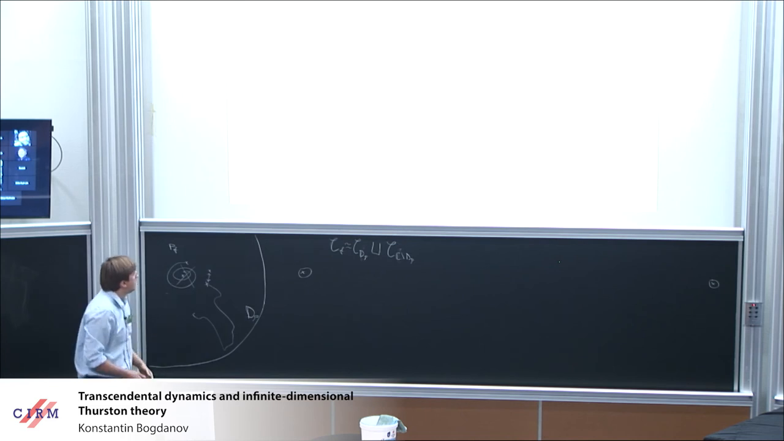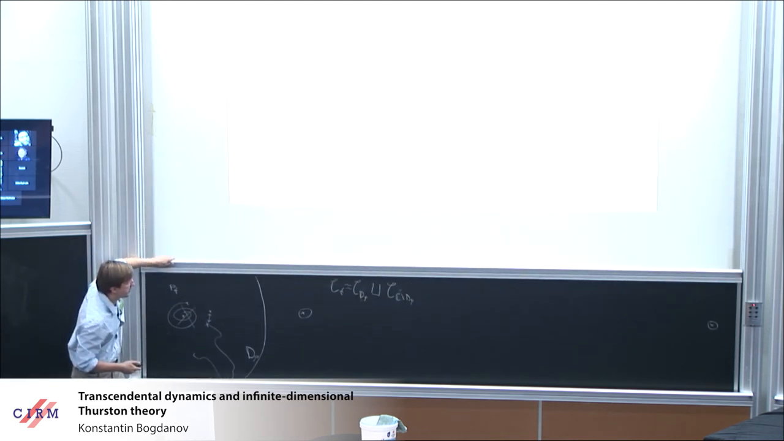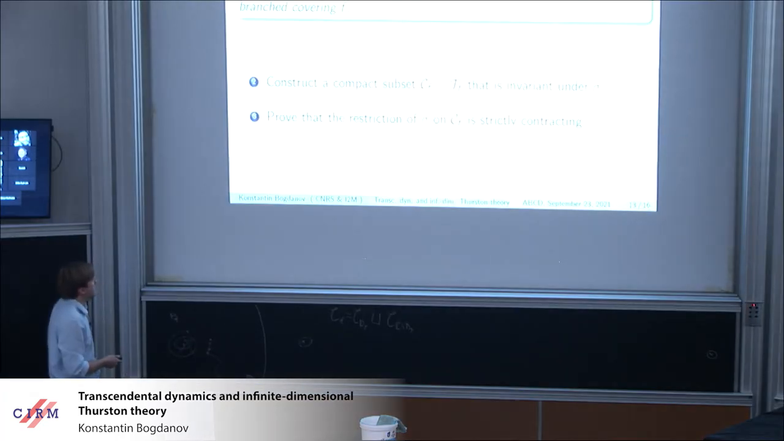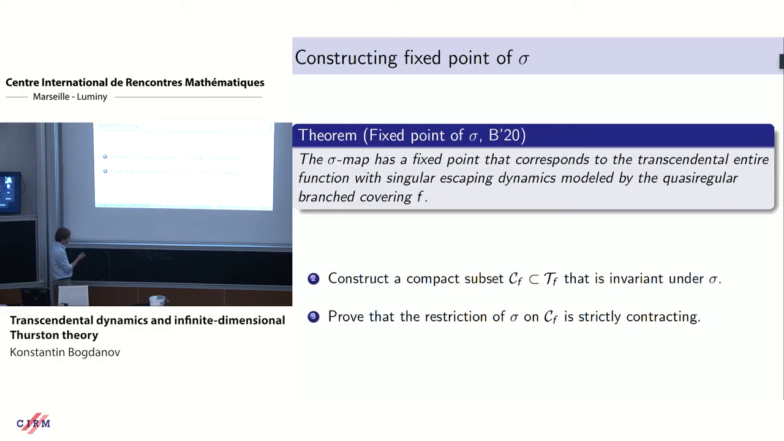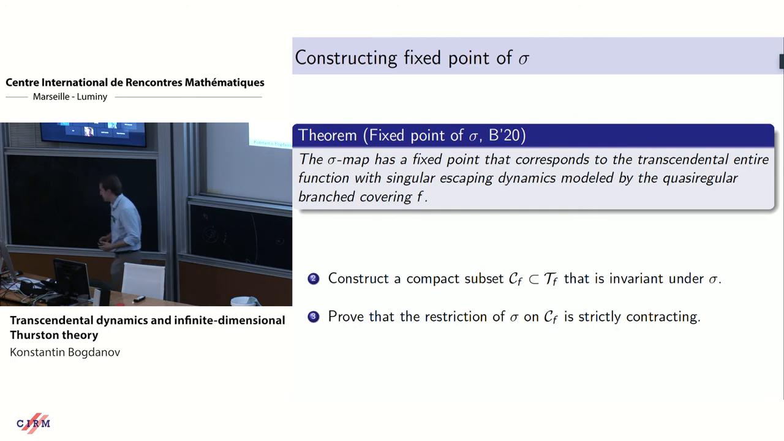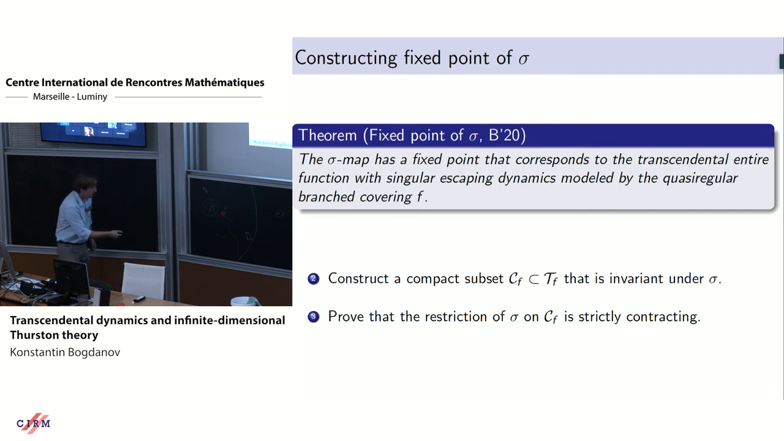So this is about the construction of the compact invariant subset, and proving that the restriction of sigma on CF is strictly contracting can be done using Strebel's frame mapping theorem and perhaps some other finite dimensional considerations, because in this compact invariant subset it behaves almost like finite dimensional Teichmuller space, so nothing is happening near infinity. Basically the whole action is happening inside of zero. So this is approximately how the proof of the classification theorem goes and the fixed point.